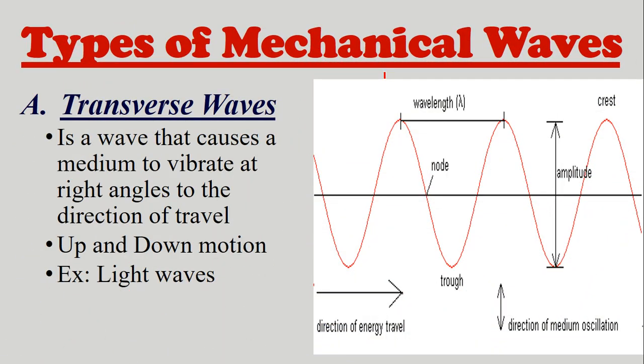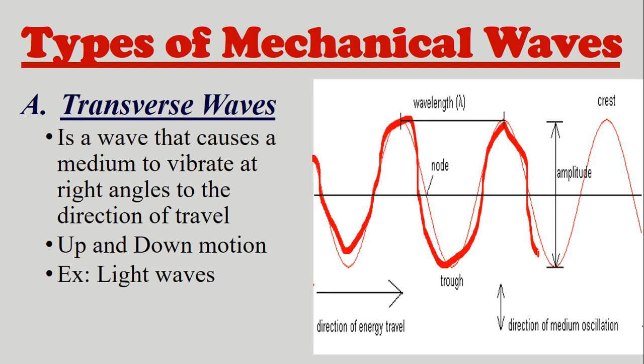Now going back to those mechanical waves, those basic waves that you think of that are like sound waves and stuff like that. There's actually two types of mechanical waves out there. The first one's called a transverse wave. It is a wave that causes a medium to vibrate at right angles to the direction of travel. So in a sense, it's an up and down movement. It is what you think of when you draw a wave. And light waves are transverse waves.